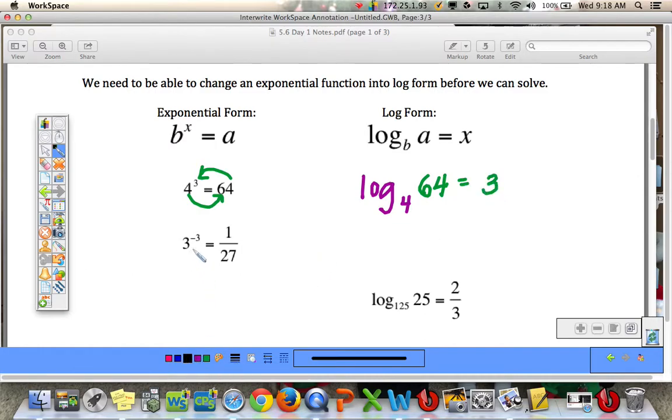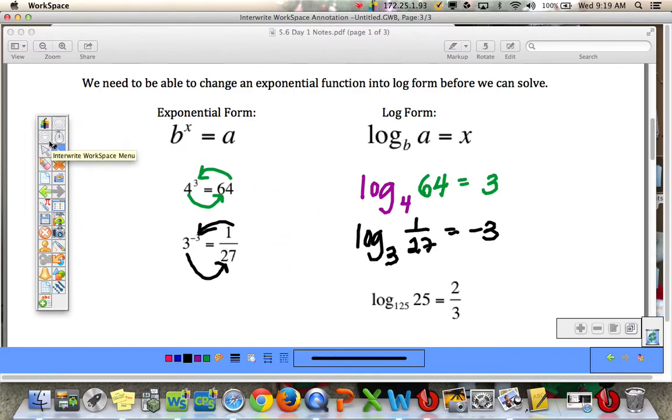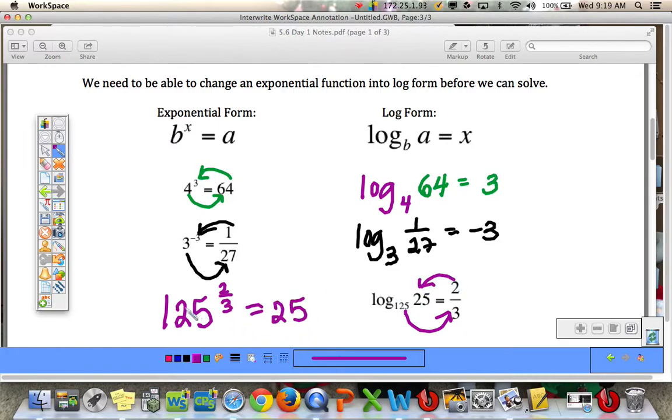Let's try another one. What's the base of this right here? It's 3. So we're going to say log base 3, and we're going to make our loop of 1 over 27 equals -3. And these are equivalent forms. Let's go backwards. What's the base of this log? It's 125. What's the exponent? Make a loop. The exponent's 2/3, and that equals 25. And if you type that in your calculator, 125 to the 2/3 power is 25.